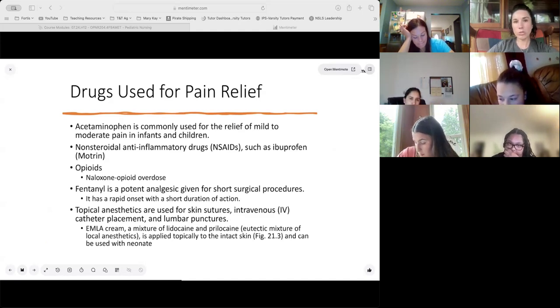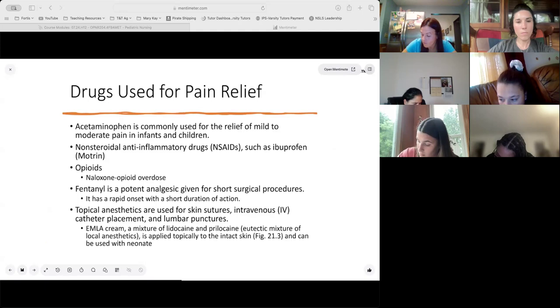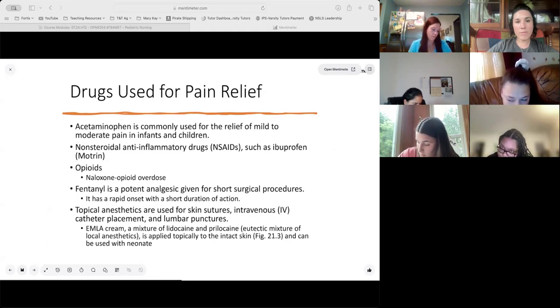For our short surgical procedures, we rely on fentanyl because it has a rapid onset and a very short duration. So we don't get those long-term side effects that we do with an opioid. We also have topical anesthetics like your EMLA cream or lidocaine that we can use for those quick procedures, things like sutures, IV starts, lumbar punctures. We can use that all the way down to our NICU population, so everyone can benefit from that.